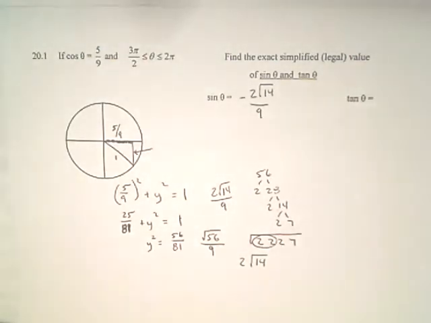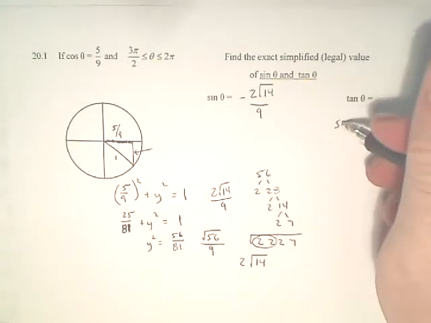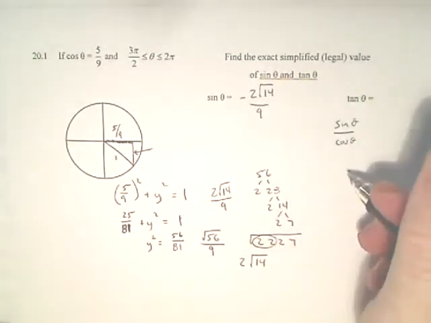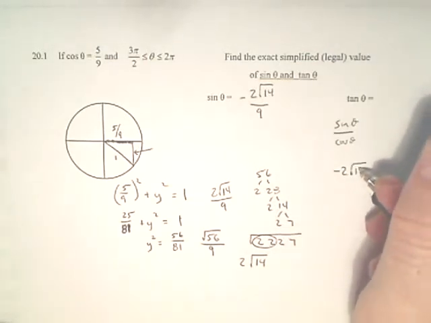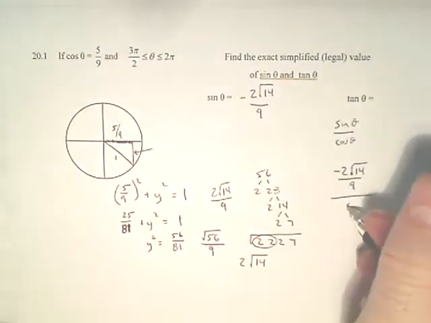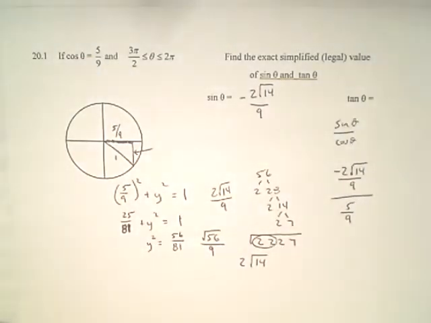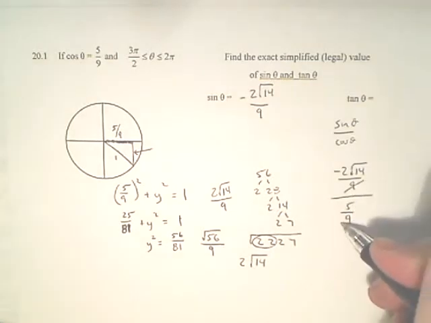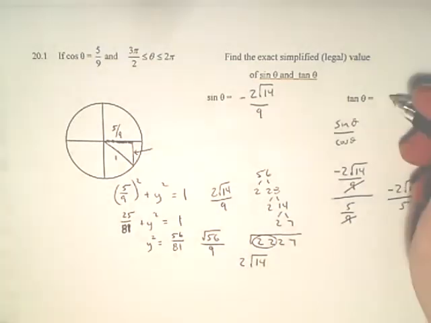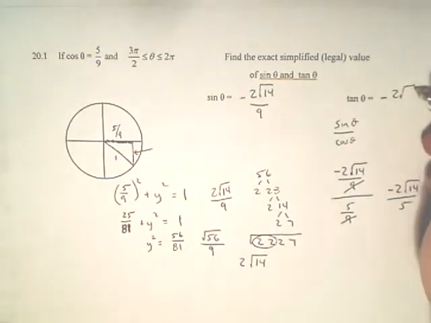Last thing now is to find tangent. To find tangent, we remember that it is sine over cosine. So sine is the value we just got, negative 2 root 14 over 9. Cosine is the value that's given to you, 5/9. And now simplify it. If we shortcut this with the denominators being the same, we can drop the 9s. I'm left with 2 root 14 over 5. At this point, we make sure it's simplified and make sure it's legal, which it is for both. So we bring over our answer, negative 2 root 14 over 5.